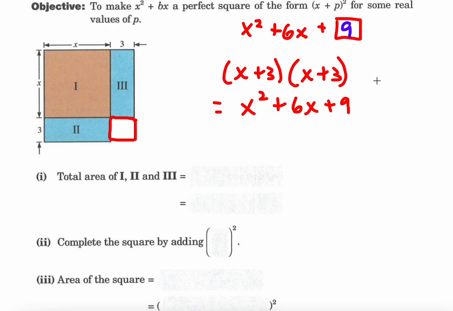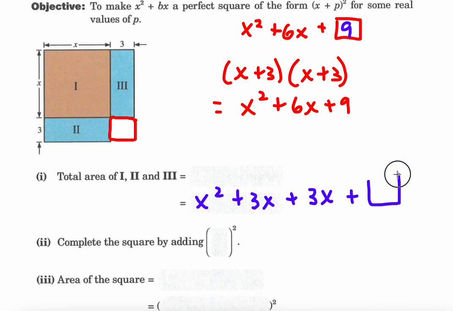So in order to complete the square, we need to think to ourselves, okay, well, if I were to look at just the area that I have with my x plus 3 times x plus 3, I have x times x, which is x squared, I have 3 times x, which is my 3x. I have 3 times x again, another 3x. And what I'm missing is the 9.